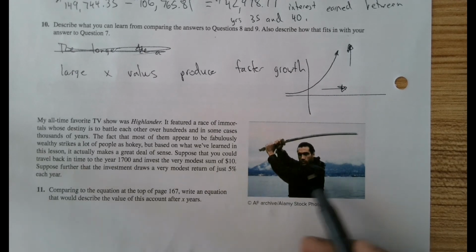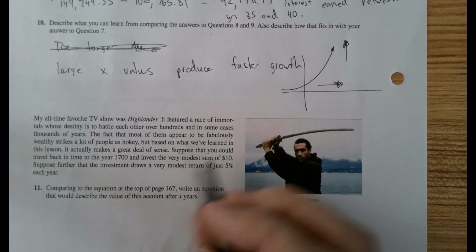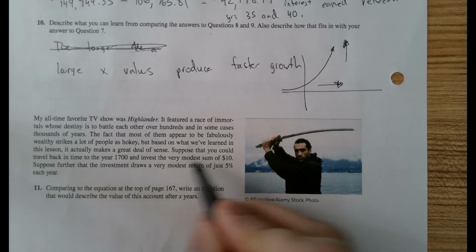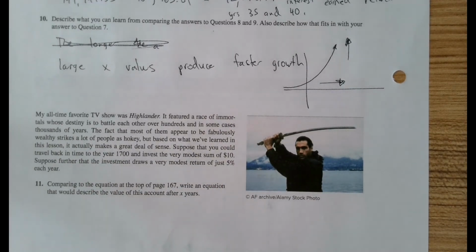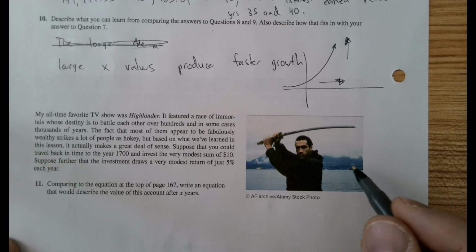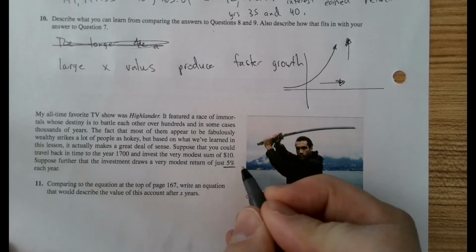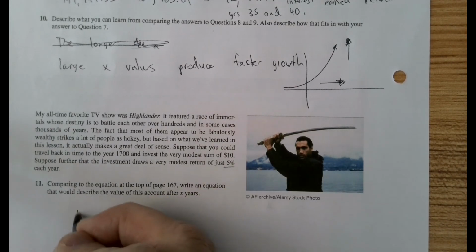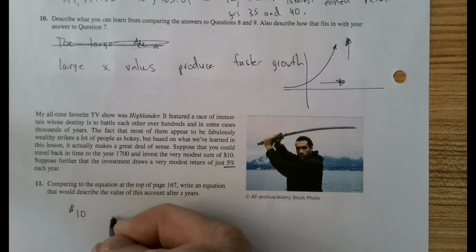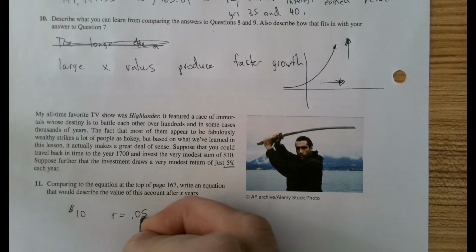So let's assume this person, this Highlander guy, went back to 1700 and invested $10 in an account or in a company that he knew would last to today. I believe there are a few companies out there that are this old. So we'll assume that it earns 5% each year over the lifetime of this company. So what's our equation here? Well, our initial investment is that $10, and our growth rate is that 0.05.